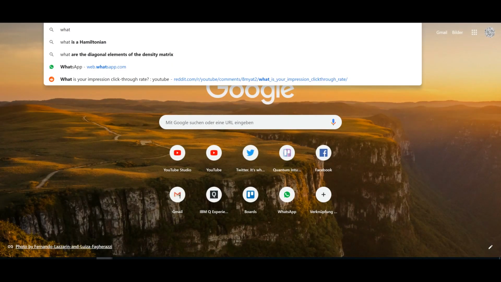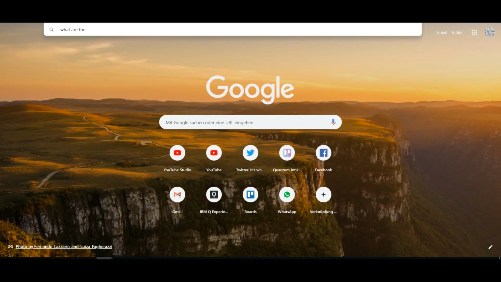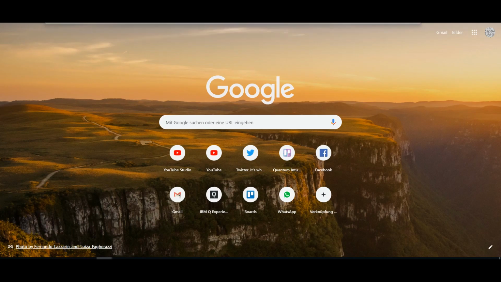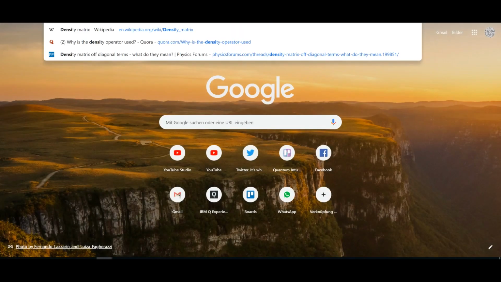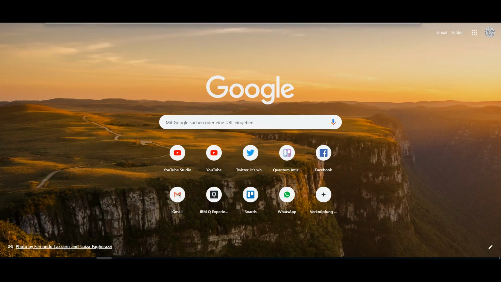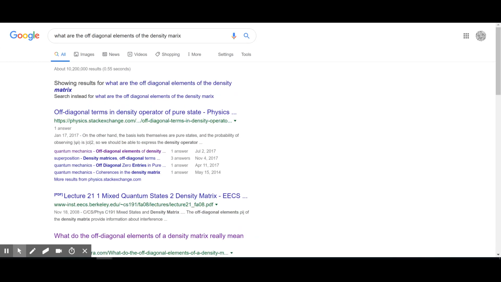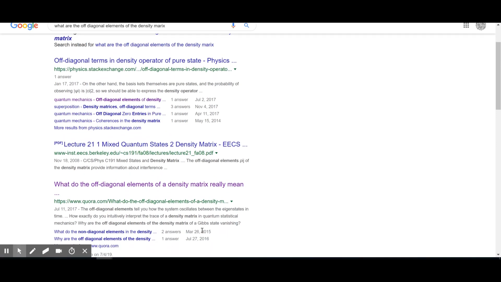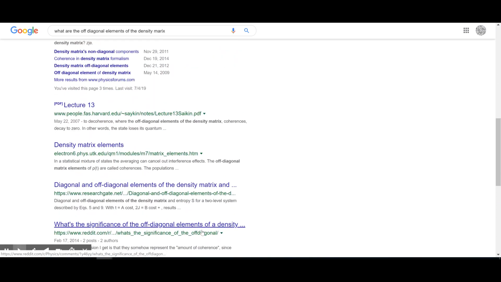So what is a density matrix for dummies? I'm googling right now. Yeah, so we learned about pure states and mixed states as well. Check that.